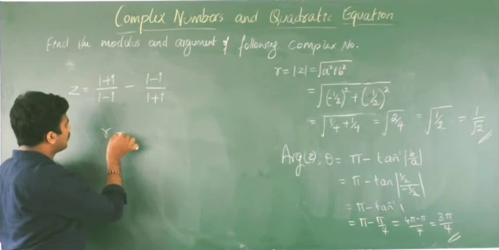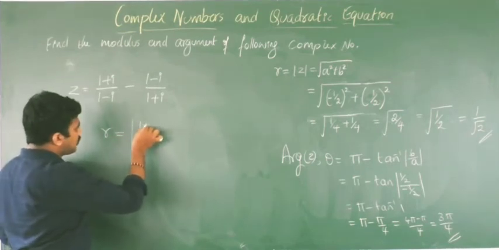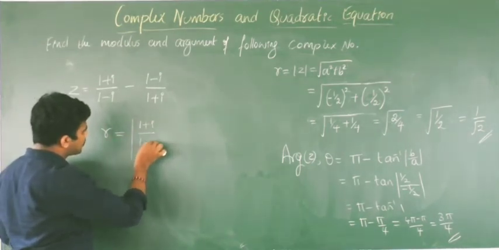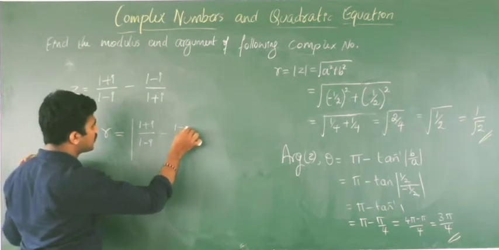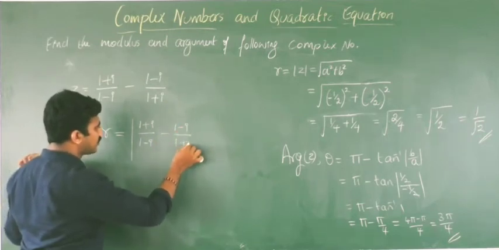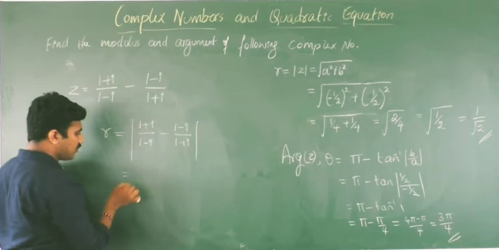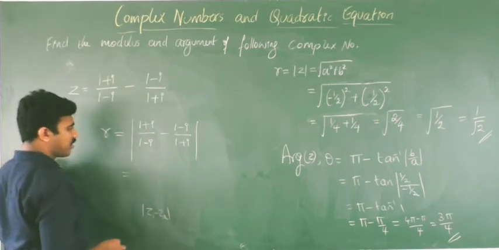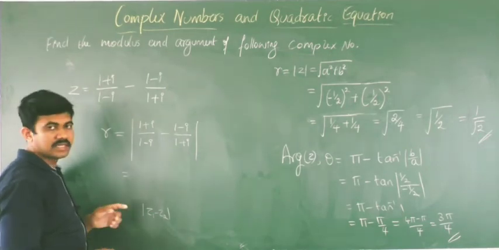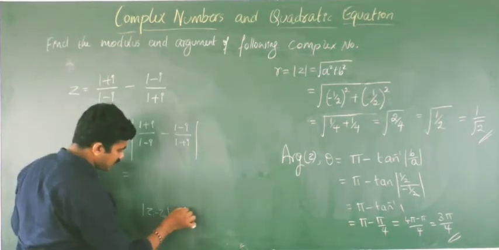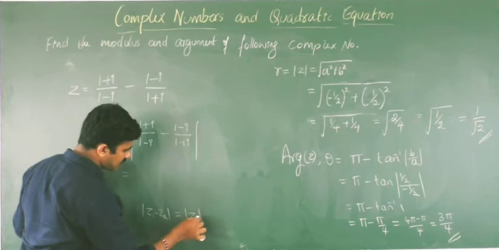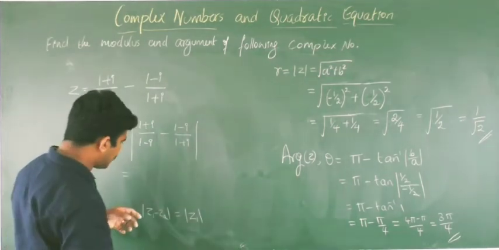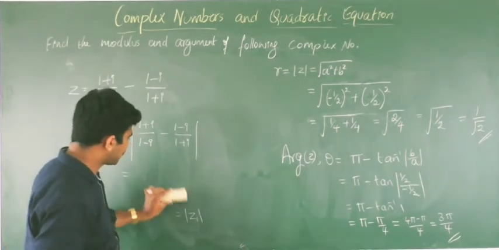We know, modulus of 1 plus i divided by 1 minus i minus 1 minus i divided by 1 plus i, likewise you can write, and we know mod z1 minus z2 can be written in the form, greater than or equal to. So we can't write like this.